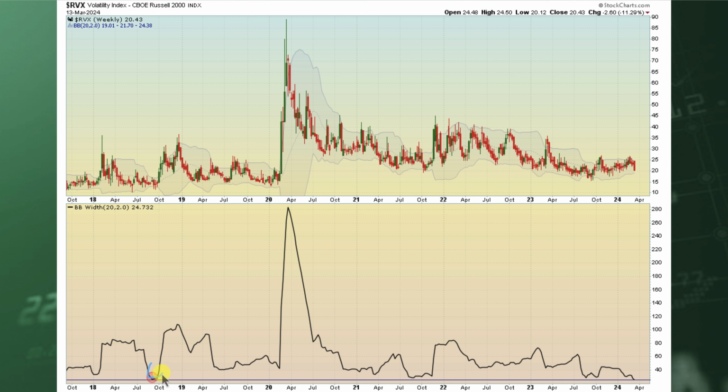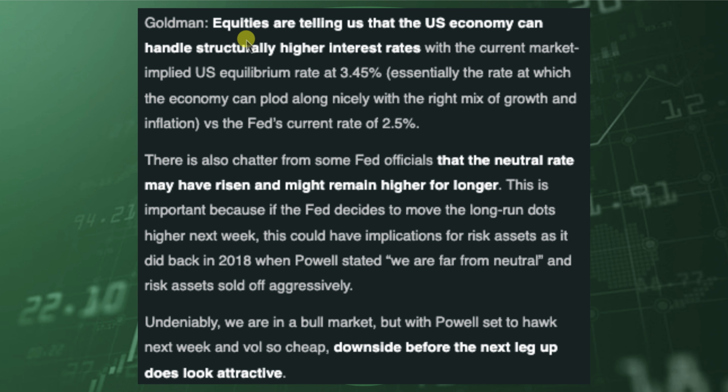Now, this was in 2018, and there's actually an interesting note today from Goldman Sachs, so I'm going to read that to you. This popped up on the Gamma Lab news feed, and Goldman stated a couple of things, so I'll just read it off. Equities are telling us that the U.S. economy can handle structurally higher interest rates, which are obviously higher in this current moment, right?